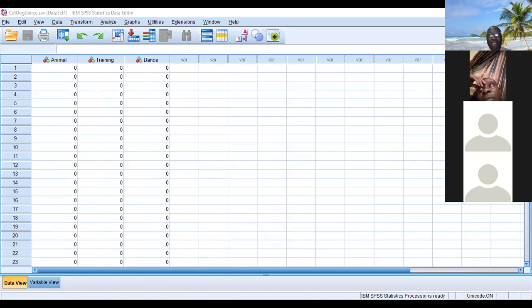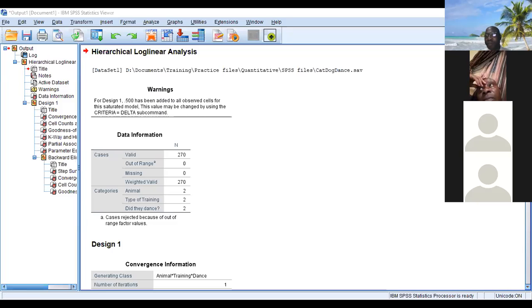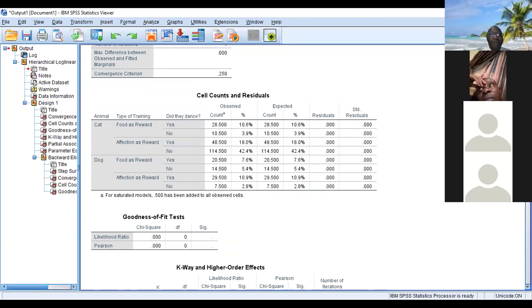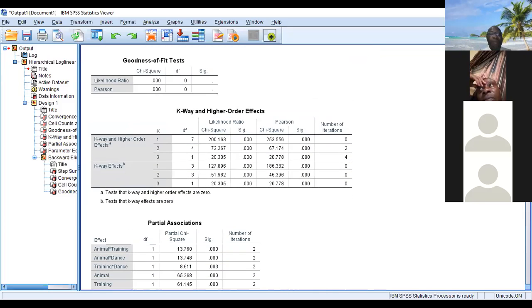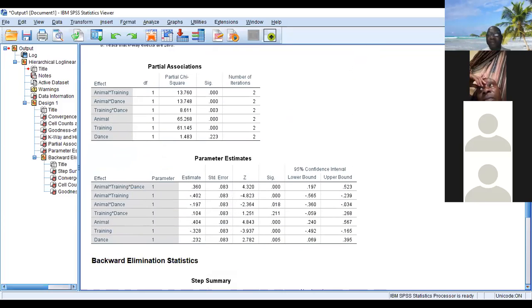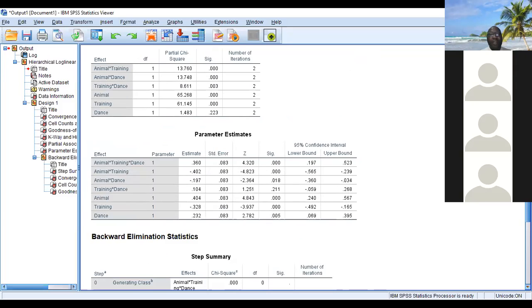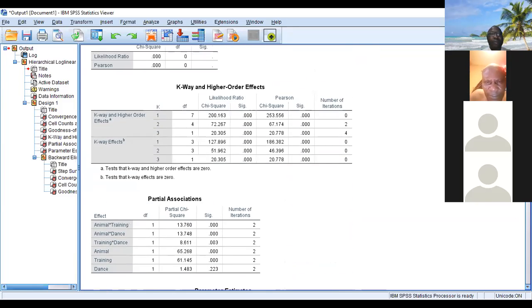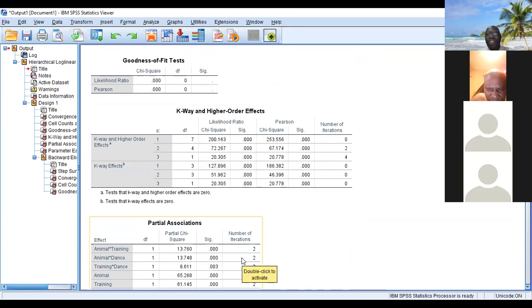Let me share the output. Can you see? Can you see it? Please, somebody should talk if you can see. We can. Yes, sir. Okay, this is where we were discussing.